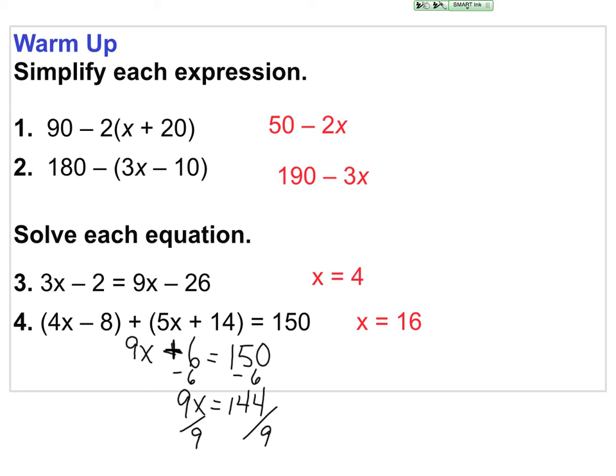Okay, are we comfortable with number 1 or 2? You need to see one of those? Tell me if you got them right. 1 and 2? You got them right? Okay, you need to subtract each part. So where's that 190 come from? Well, if we're subtracting 3x and then we're subtracting 10, that's like adding 10. So 180 plus 10 is where that came from.